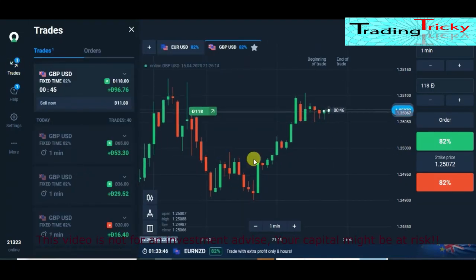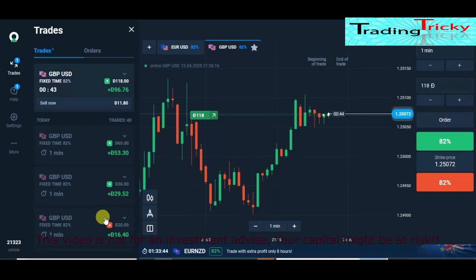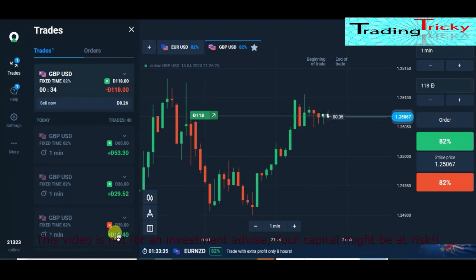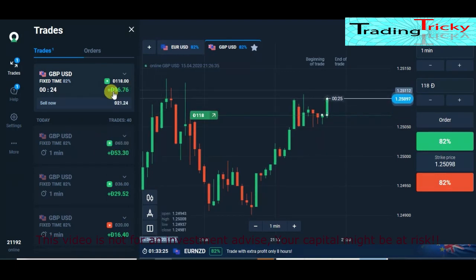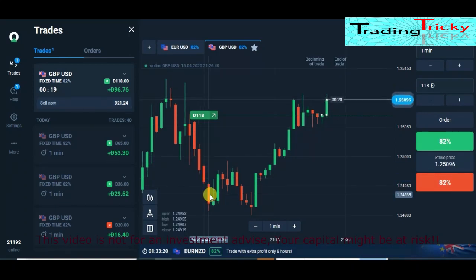And if you see my trades here, this was my first trade with $20. Then this was my second trade with $36, because 20 plus I had won 16, so 36. And this was my third trade, and this is my last trade. If I win this trade, I will stop trading for today. Okay, still we have 20 seconds to close this candle.